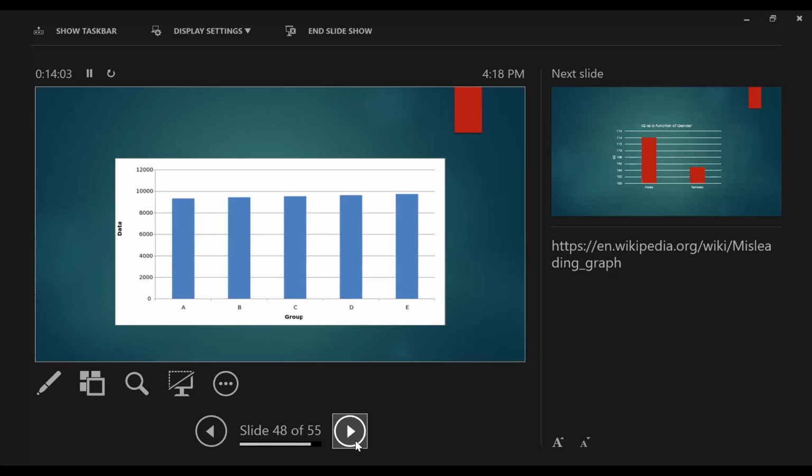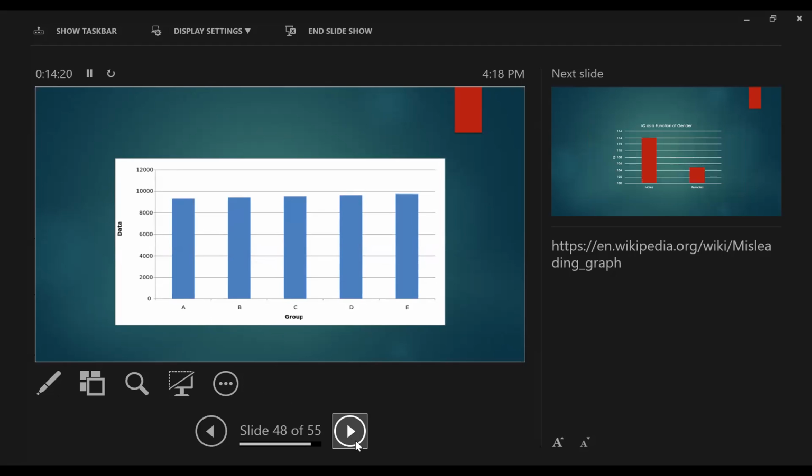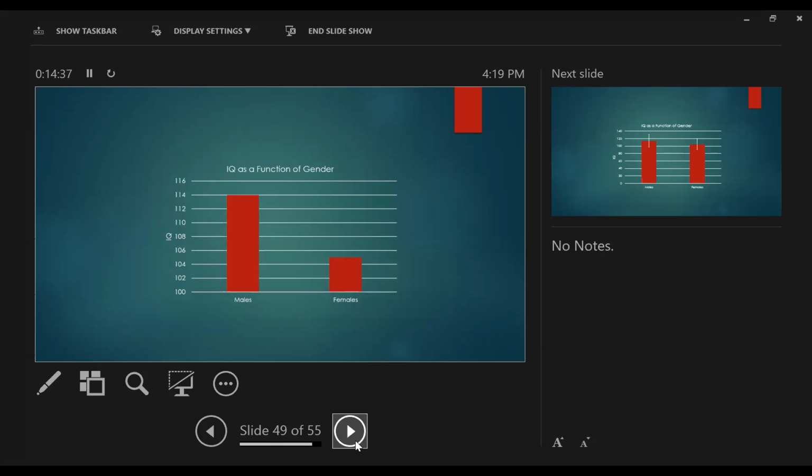Now, this is exactly the same data. You guys see that? This is 9100 to 9800, so it's divided by 100s, not at a natural 0. Here it is at a natural 0. Could you see any difference in this data? Eyeballing it, you can be like, well, maybe group A is a little less, right? Gotta get the ruler out. Right, exactly. Okay. IQ as a function of gender. What is this graph telling us?